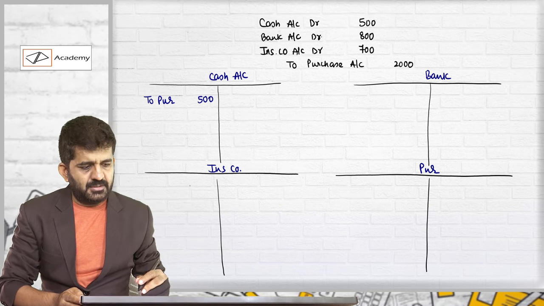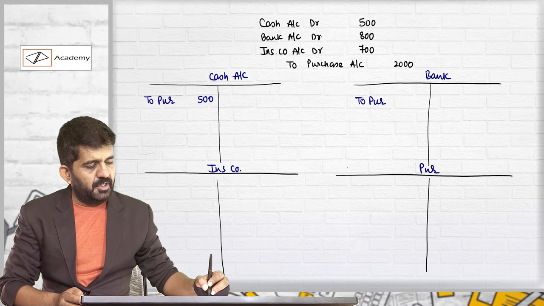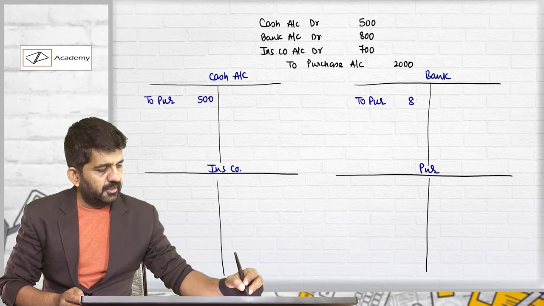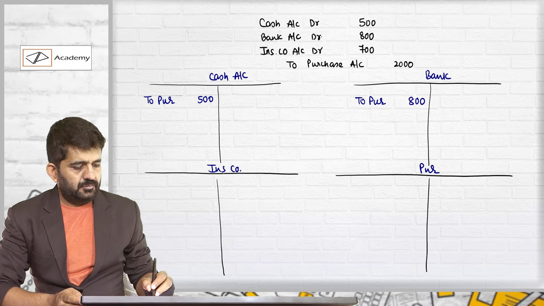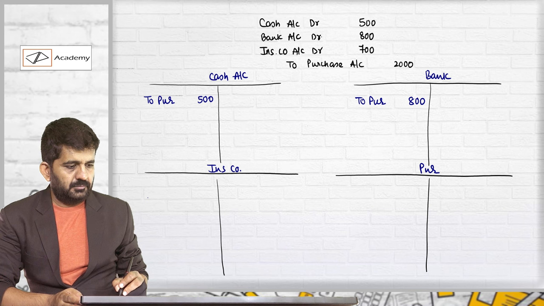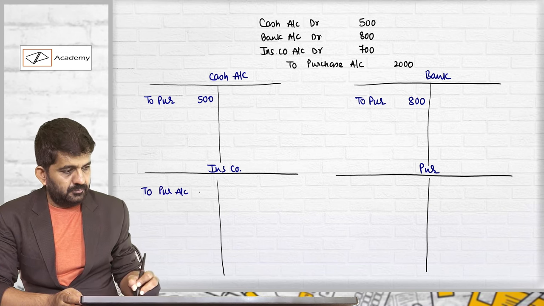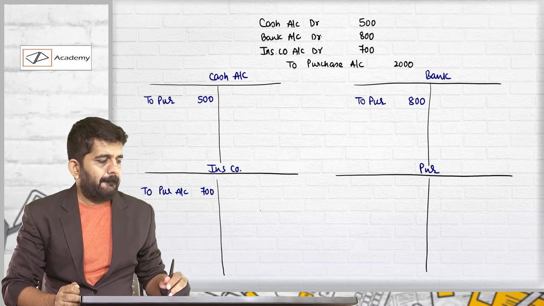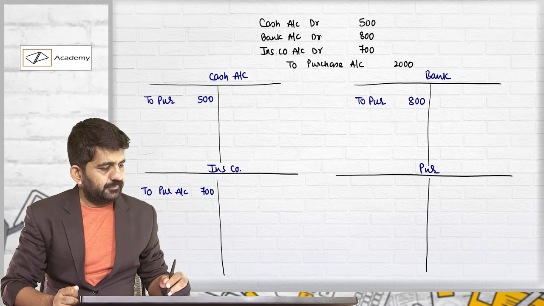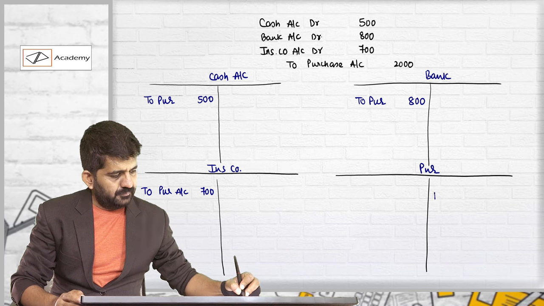Bank account, debit side, to purchase, good. How much? 800. All right. And insurance company account, to purchase account, 700. Now it will be a challenge. Tell me, the purchase account. Credit side. Yes. By cash.